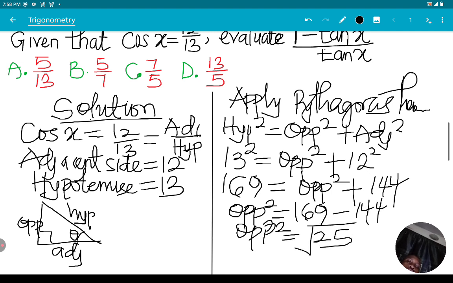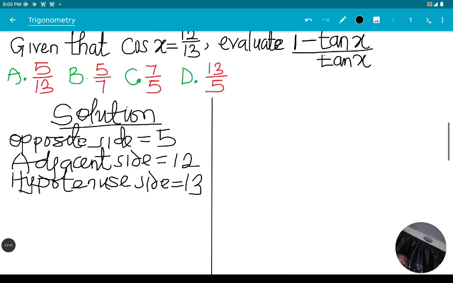We're going to square root both sides. Therefore, the opposite side is equal to 5. So the value for the opposite side is 5. Moving further, the opposite side is 5, the adjacent side is 12, then the hypotenuse side is 13. So let's go and evaluate.